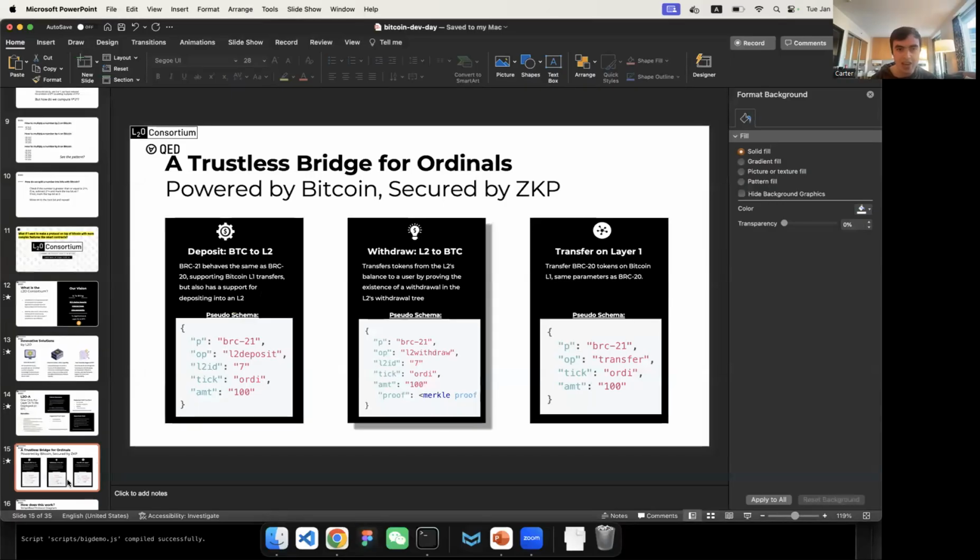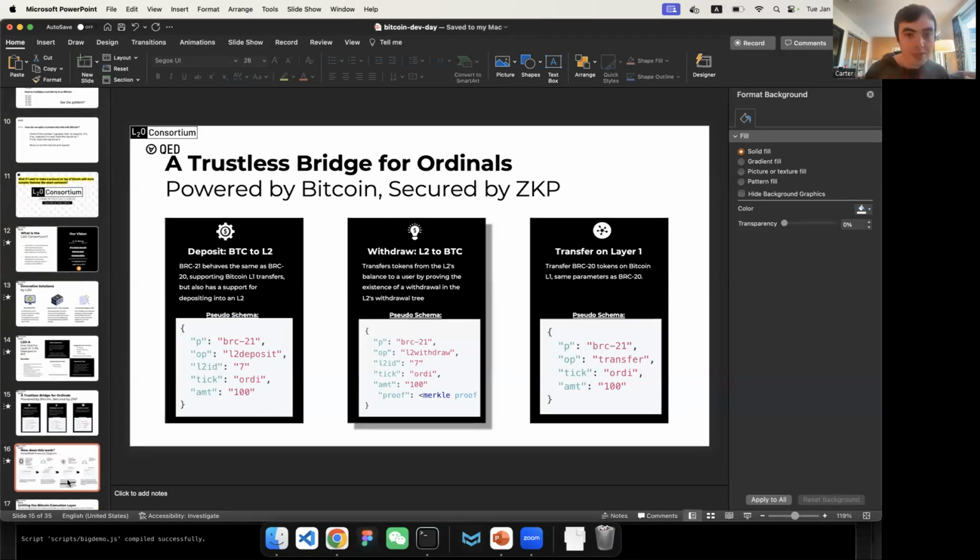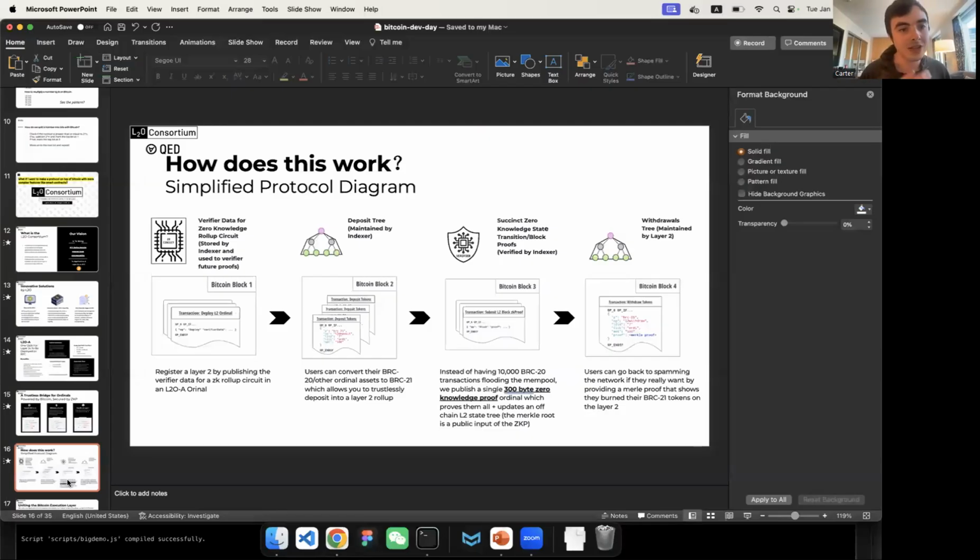So this is just a look at some of the operations that I was mentioning for ordinals. You can bring them to layer 2. You can transact there. You can reduce the spam. And if you really want to spam the network, of course, you can always transfer them back to layer 1. So you first deploy your L2 ordinal, which just contains your verifier data, some selections about what proof backend you want to use, and what hashes your protocol uses for its state tree.